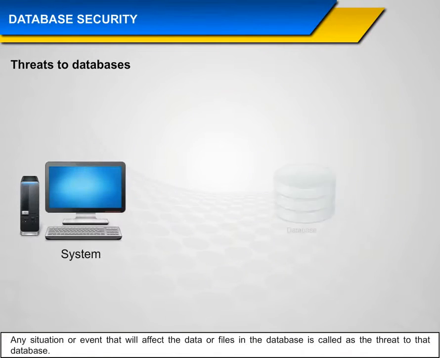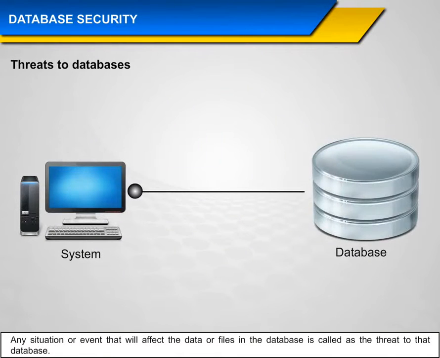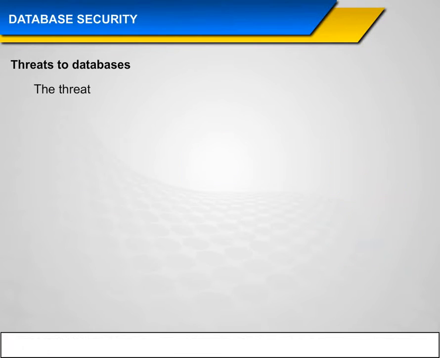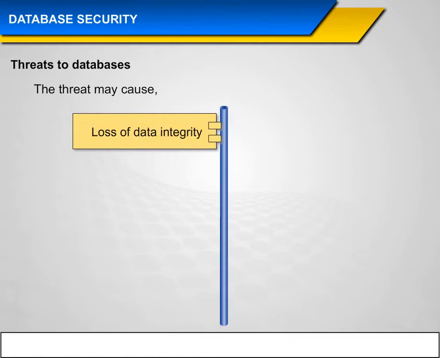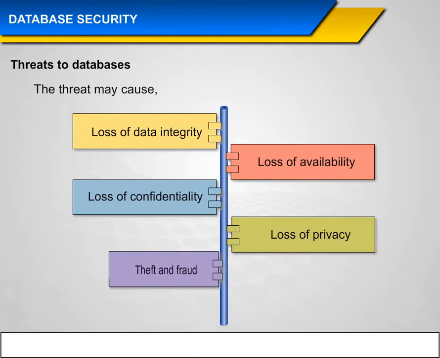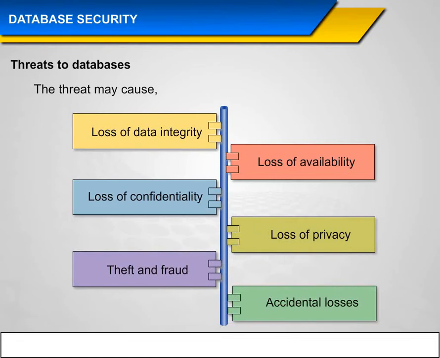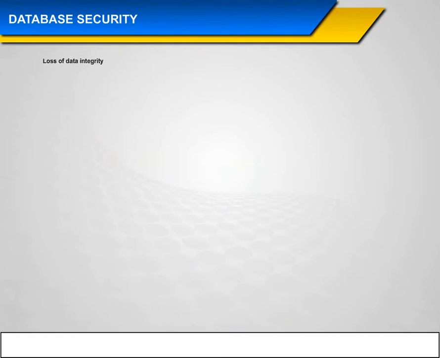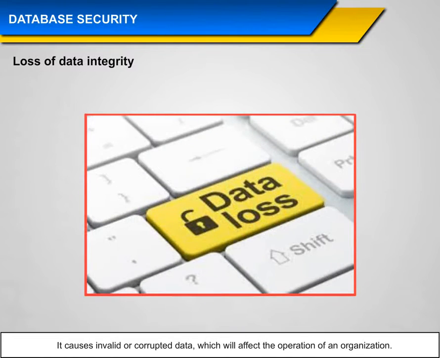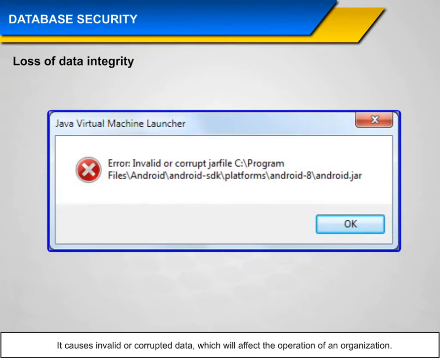Threats to databases. Any situation or event that will affect the data or files in the database is called the threat to the database. The threat may cause loss of data integrity, loss of availability, loss of confidentiality, loss of privacy, theft and fraud, accidental losses. Loss of data integrity causes invalid or corrupted data which will affect the operation of an organization.